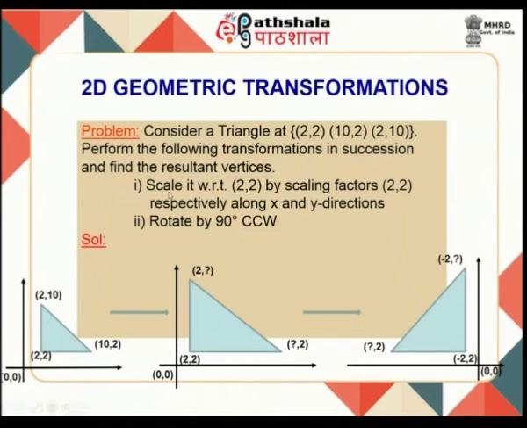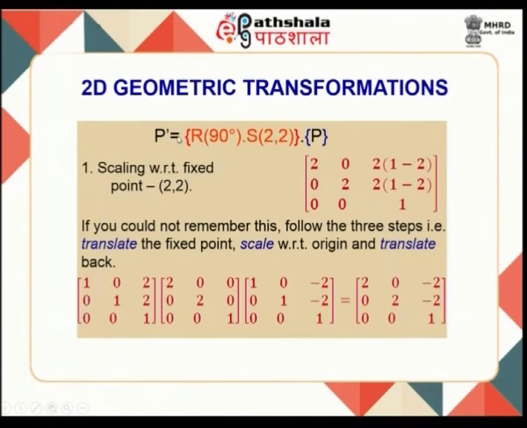The first step is to scale with respect to (2,2), that means (2,2) is the fixed point with respect to which you will be scaling the object, by scaling factors (2,2), and the next step is to rotate by 90 degrees counterclockwise. So, P dashed is equal to R(90) into S(2,2). We always write that in the reverse order, and the first step is scaling with respect to the fixed point, which is (2,2).